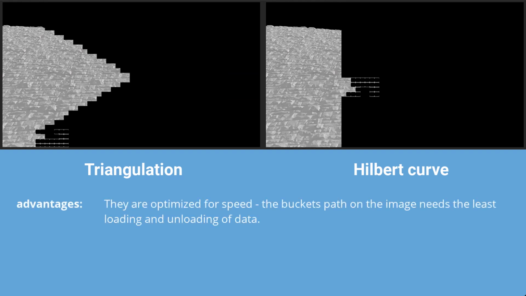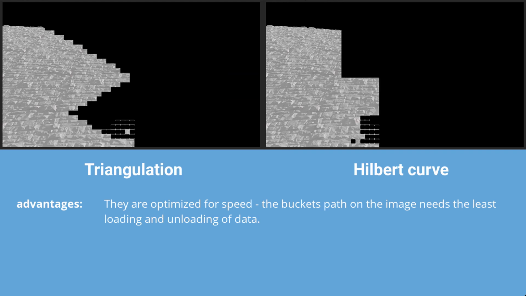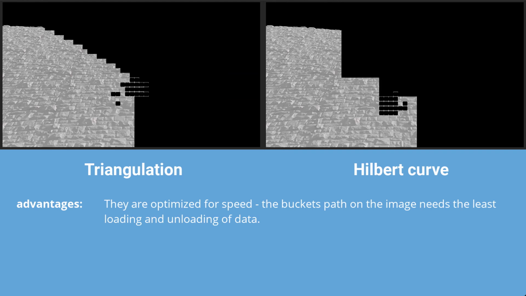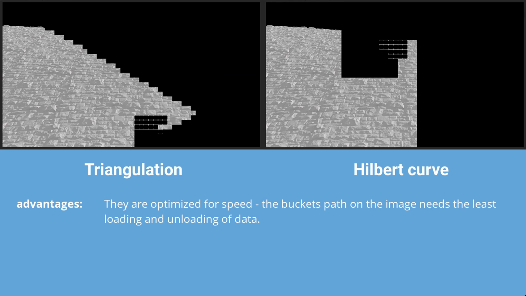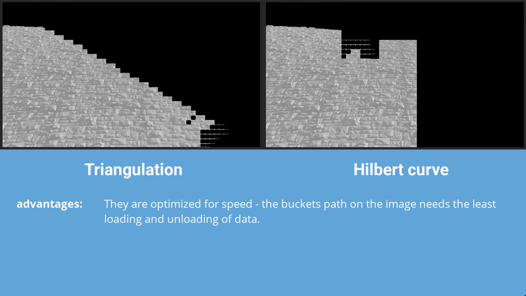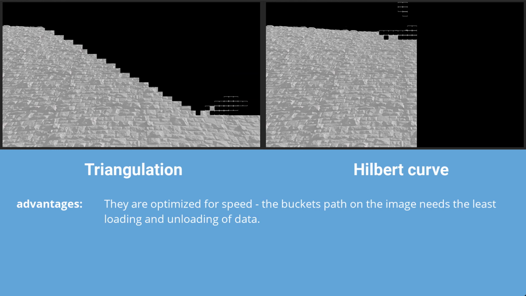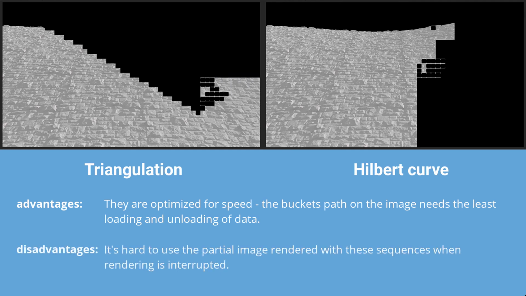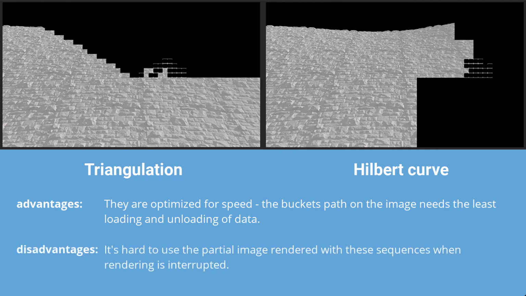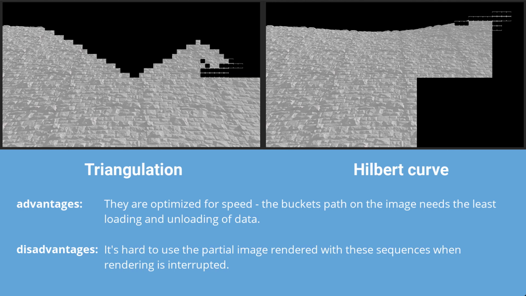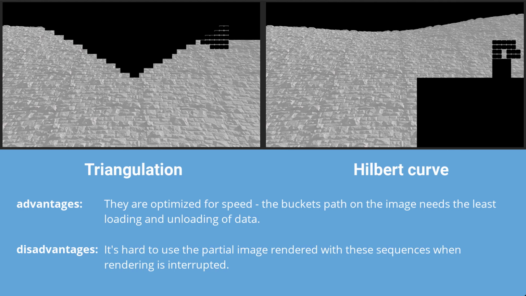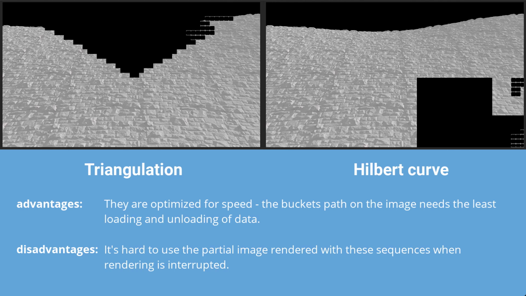So in their case, the new buckets which start to render are close to the finished ones. So there is less need for unloading and loading additional data into the bucket every time. The disadvantage is that it's hard to use the partial image rendered with this sequence if rendering is interrupted. You really need to start rendering from scratch every time.